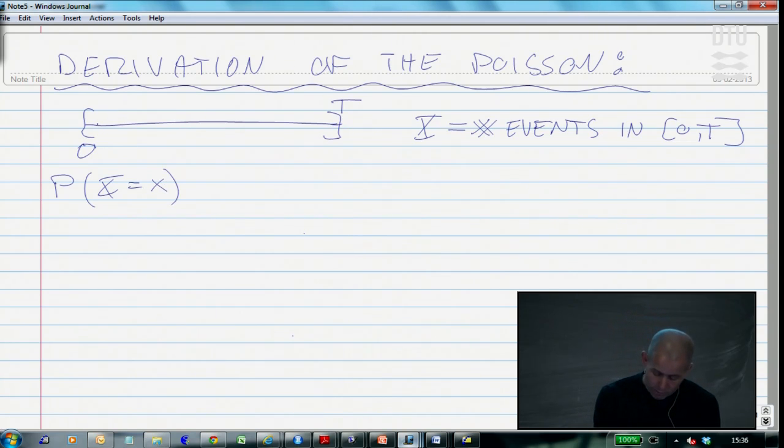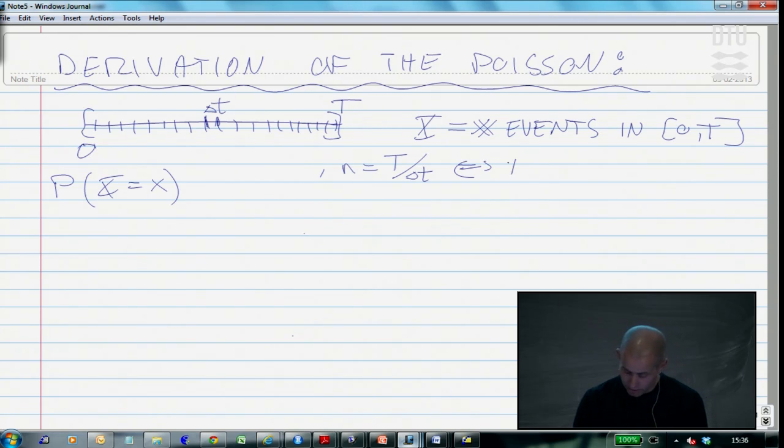The way we do it is to divide the time interval into a lot of small intervals. One of these intervals we would call delta t, which means the number of intervals will be capital T divided by delta t. So we divide it into n intervals. The same as saying that capital T is n times delta t.